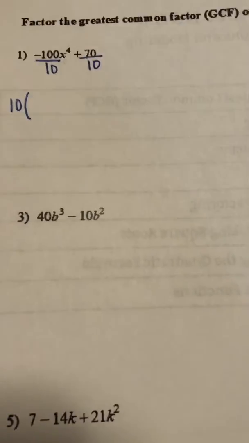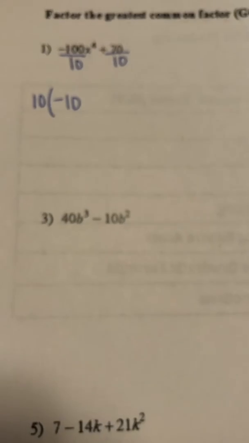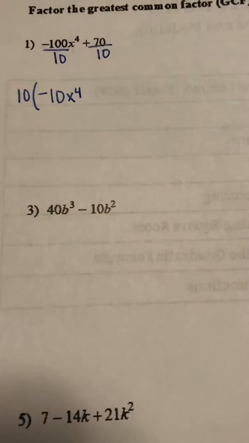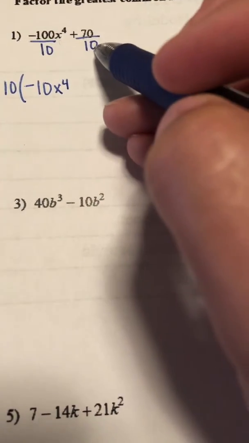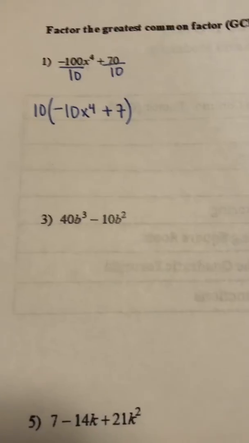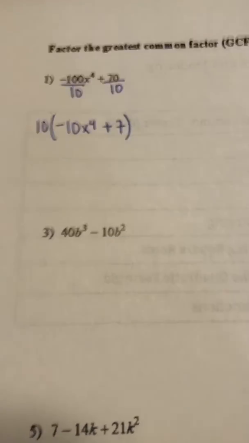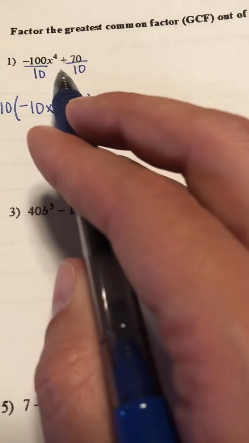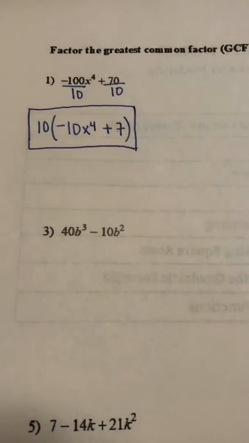Okay, so if I take out a 10 from negative 100, that leaves me with negative 10. But what was still with it? That's right, this x to the 4th. Okay? And then I have 70 divided by 10, which would be a positive 7. So really, you could think of factoring as undistributing, because if we distributed this 10, we should end up with our original problem that we started with. So this right here is our factored answer, and 10 was our greatest common factor.